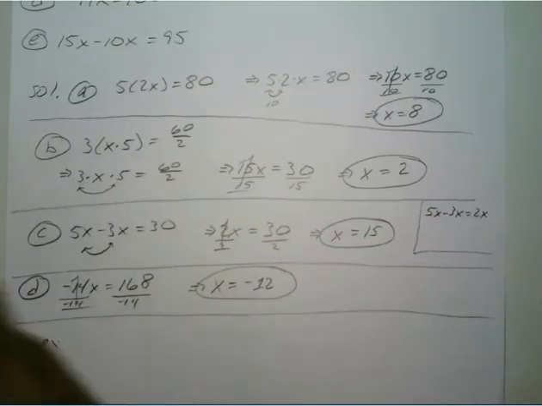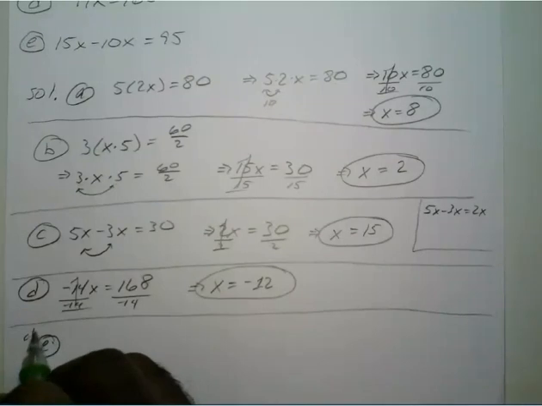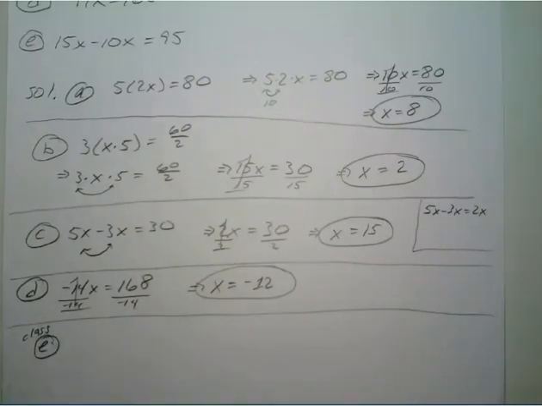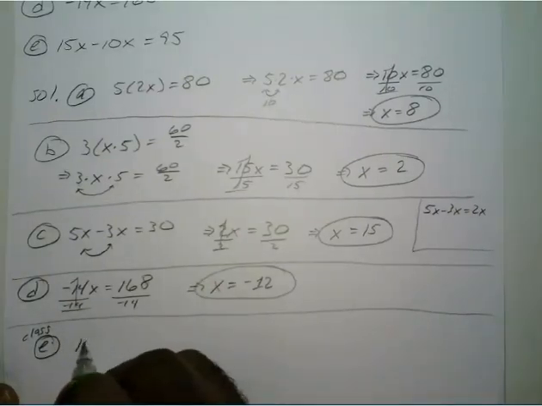And for problem E, I was about to put EX there, but for problem E, the same thing. Okay. So what I want you to do is press pause and try to solve problem E on your own. The 15x minus 10x equals 95. So try to solve that one. All right, so I'm assuming you've paused and solved it. So let's go ahead and verify.